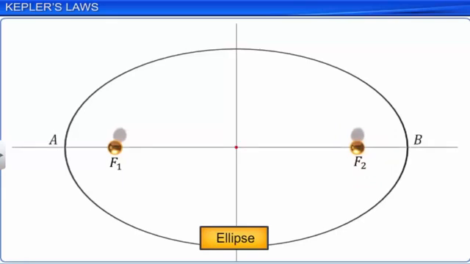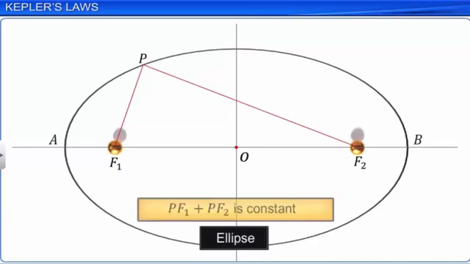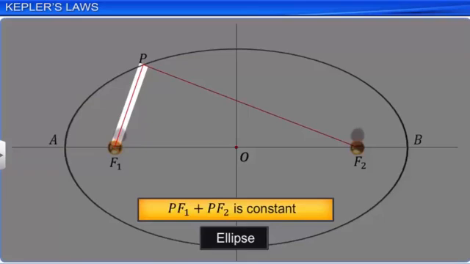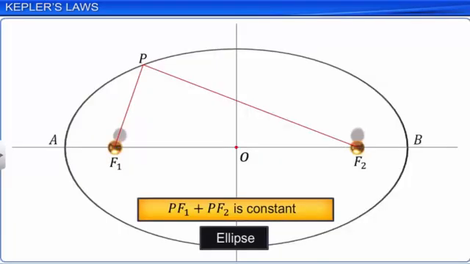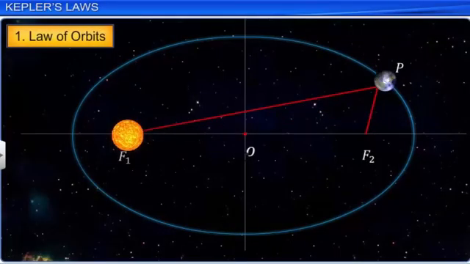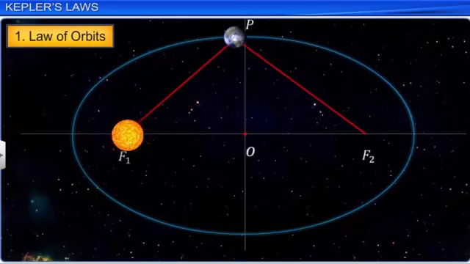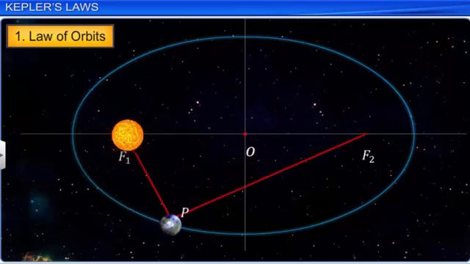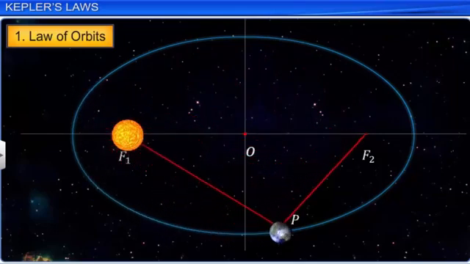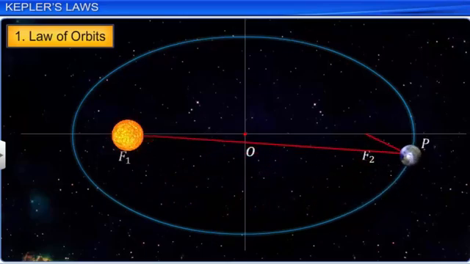For any point P on the ellipse, the sum of the lengths PF1 and PF2 is constant. So, as per the first law, the Sun is at one of the foci of the ellipse and the planets rotate around it in elliptical orbits. Also note that the sum of the lengths PF1 and PF2 is always constant.